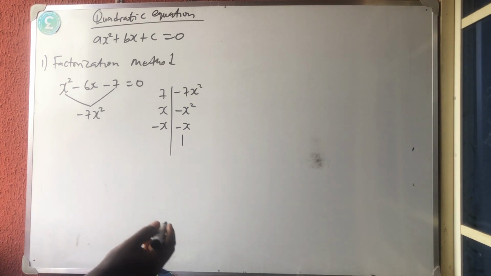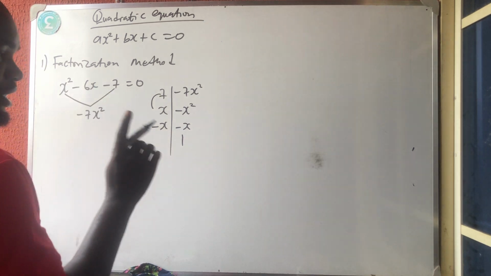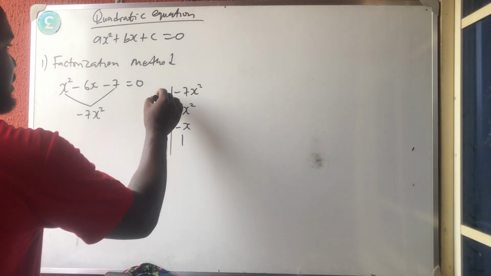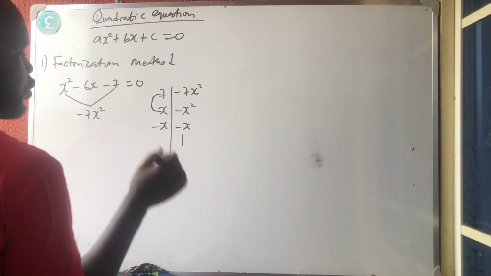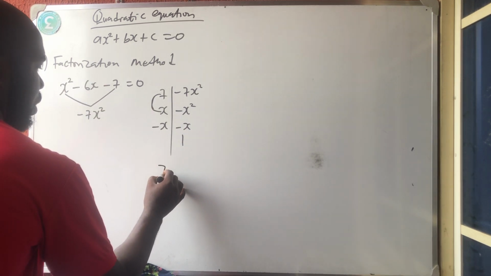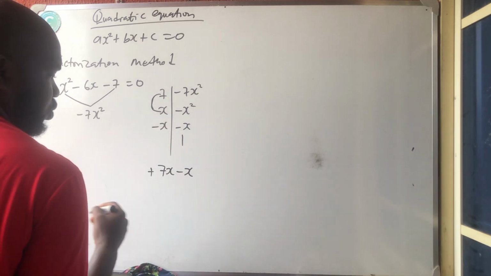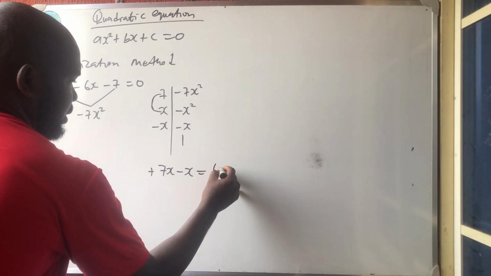This one is very obvious. The 2 groups you can form, each group must have x. So let these 2 be one group, leaving this one to be another group. So 7 times x is plus 7x, leaving minus x as its own group. Both of them give me 6x.